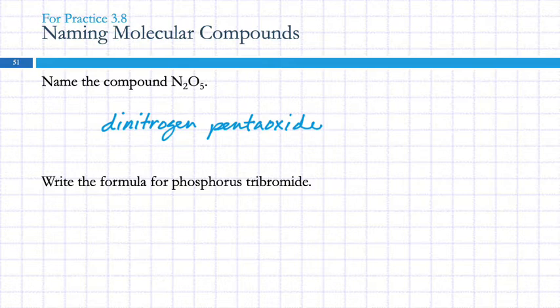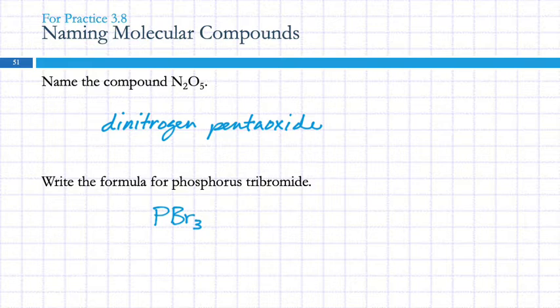And then writing the formula from the name. So this says phosphorus, and it doesn't have any prefix. So how many of them are there? One. Just one. And then bromide is 3. Br3. Okay?